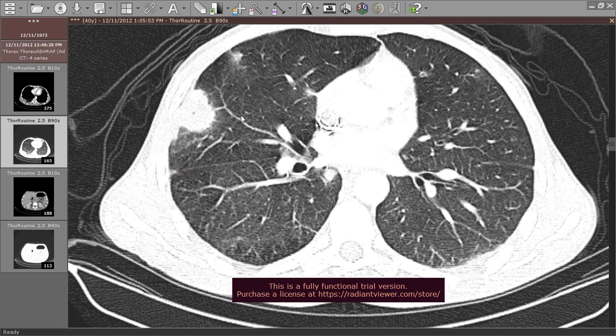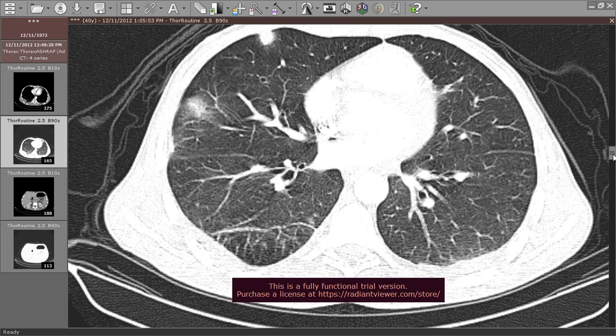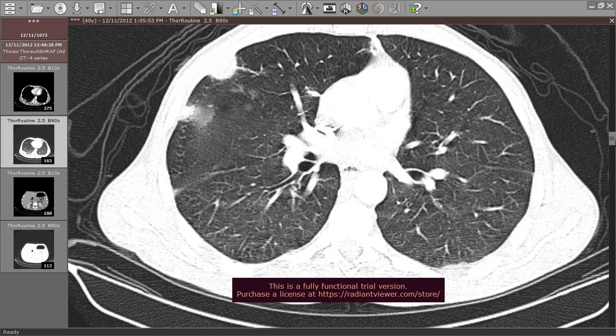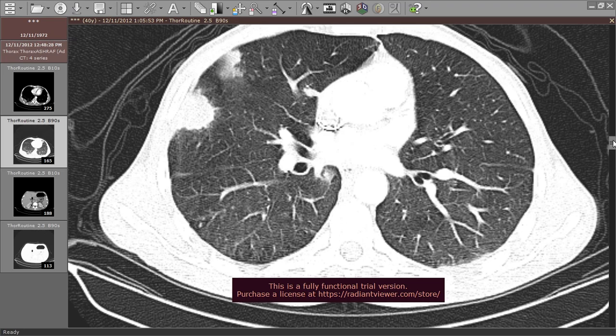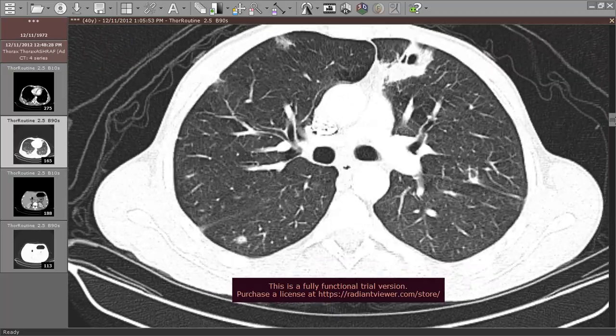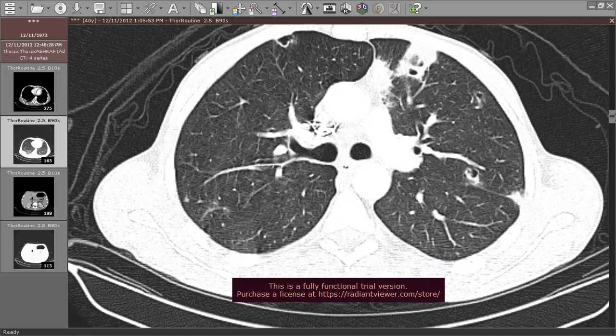Each of which, as you see here, has a classic finding called the feeding vessel sign. The feeding vessel sign is a vessel which supplies this lesion. You can trace a vessel reaching this pathology.